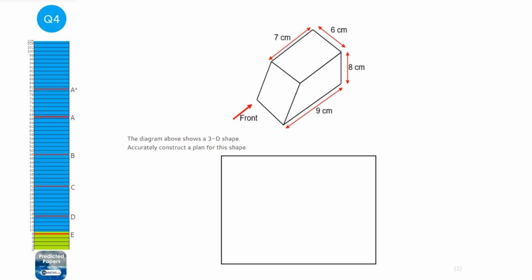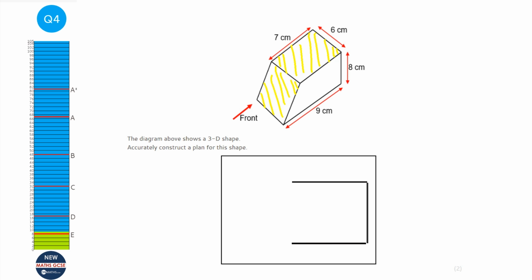So what of this shape are we going to see from the top? Well, we're definitely going to see this one. But we'll also see this one as well. Now we've got to work out what the sizes of them are going to be. Well, the top one's easy, it's just 7 centimeters by 6 centimeters. Now I'm not going to be able to draw this accurately because I don't have a ruler, but we can almost get it right. And if I label it, that's going to be 7 centimeters, and that should be 6 centimeters.